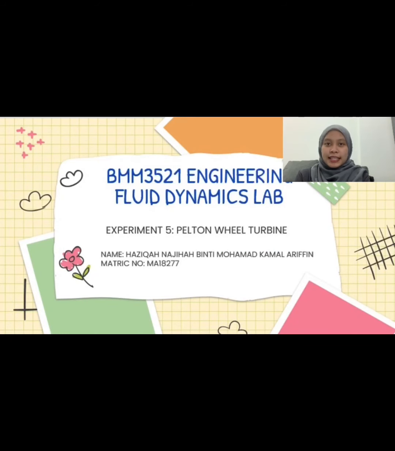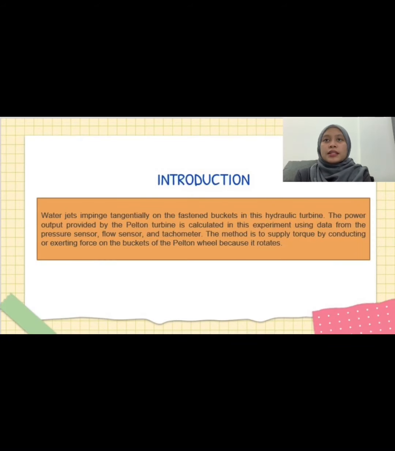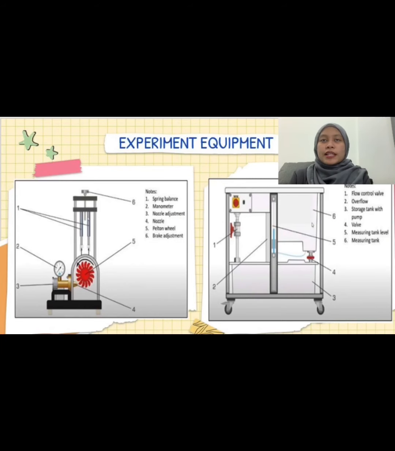I will present the methodology and procedure in experiment 5. Water jets impinge tangentially on the fastened buckets in these hydraulic turbines. The power output provided by the Pelton turbine is calculated in this experiment using data from the pressure sensor, flow sensor and tachometer. The method is to supply torque by exerting force on the buckets of the Pelton wheel as it rotates. Next, we go to the experiment equipment.